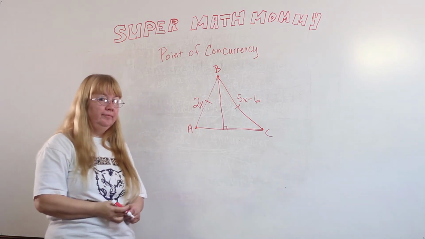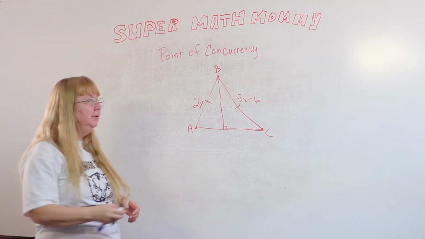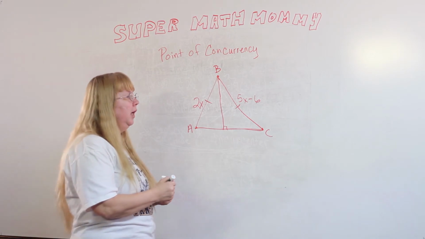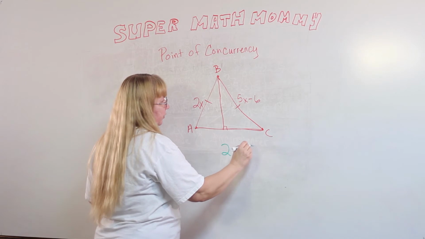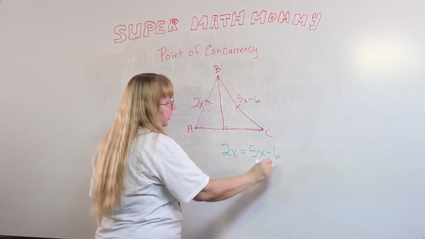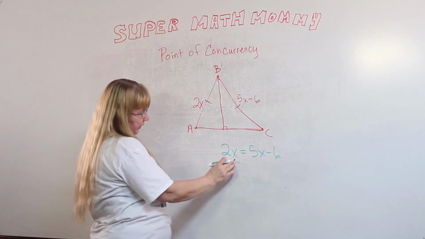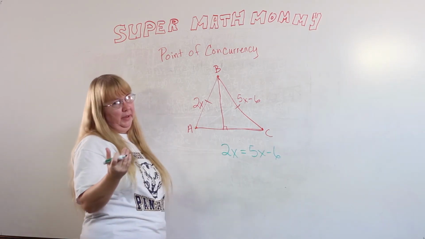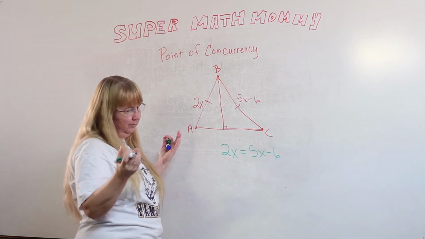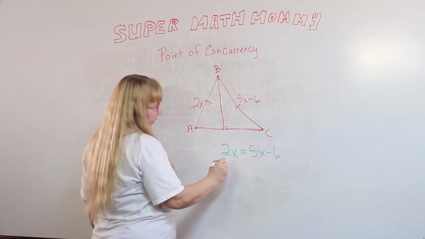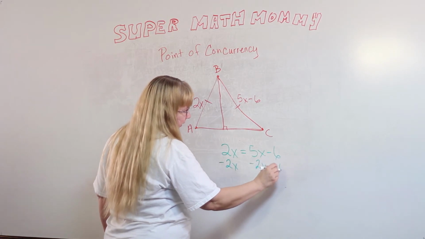How would I do it? That's right. We're going to set them equal to each other. 2x is equal to 5x minus 6. And now I can solve for x and solve for the sides of the triangle. So I can put my x on the same side. And remember, I like to keep x positive because x is just easier to work with that way. So I'm going to subtract 2x from both sides. And I'm going to add 6 to both sides.